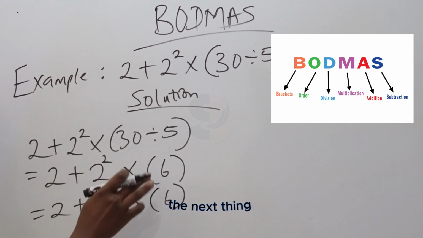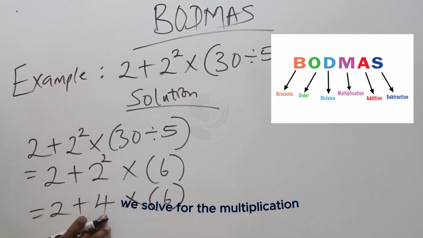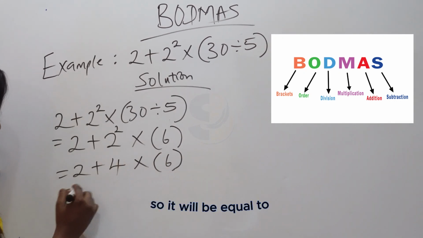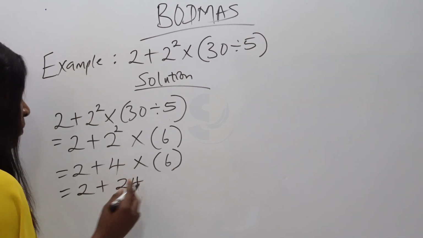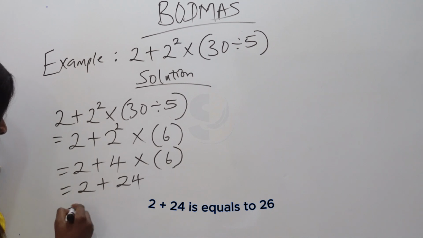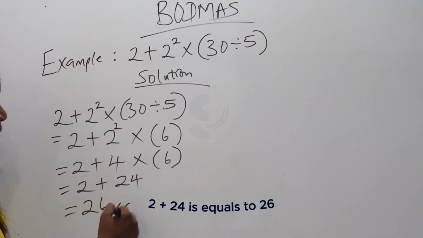The next thing, we solve for the multiplication. 4 times 6. So it will be equal to 2 plus 4 times 6, which is 24. 2 plus 24 is equal to 26.